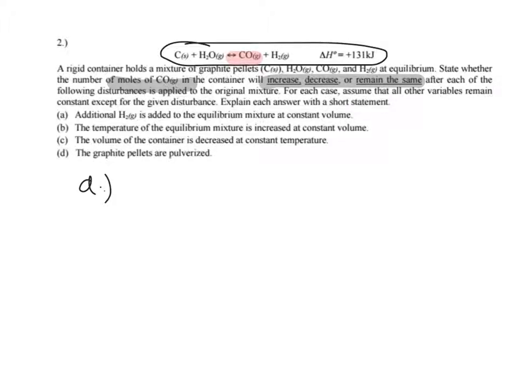So A, does the addition of H2 added to the equilibrium mixture at a constant volume make the CO go up, go down, or remain the same? So H2 is a product, and so is CO. And by adding a product to a system at equilibrium, it'll force the reaction back to the left, which in turn will make CO go down because the reaction is forced to the left, producing more reactants and reducing the number of products. So CO decreases in situation A.